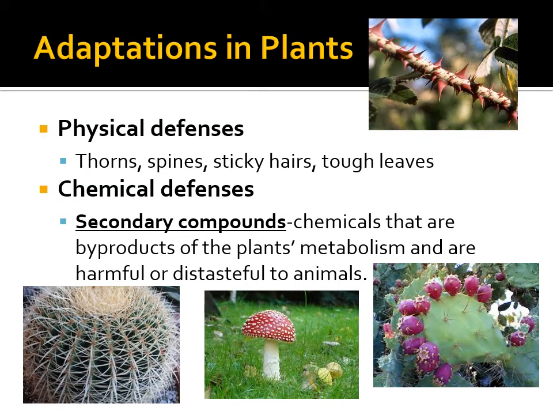Also down here, an example of a mushroom. There are different types of fungi, like mushrooms, that can produce harmful chemicals that make organisms sick when they eat them. So those are all examples of secondary compounds, chemicals that prevent animals from eating different types of plants in our area.